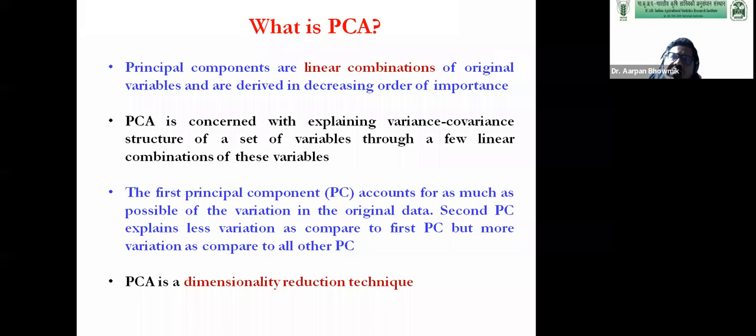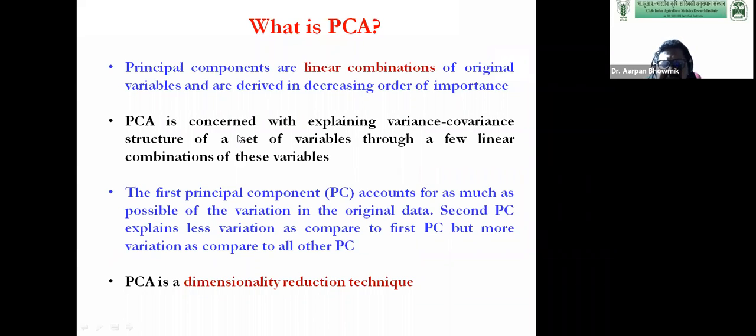So all the interpretation is mainly based on the first or second principal component, generally from a practical point of view. The rest we don't generally consider, but they do have variances. The second principal component will explain less variation than the first, but more variation than all the other principal components, and so on. So that is the fundamental thing.